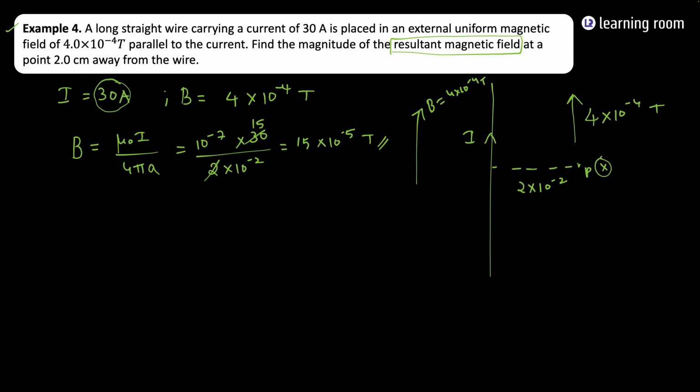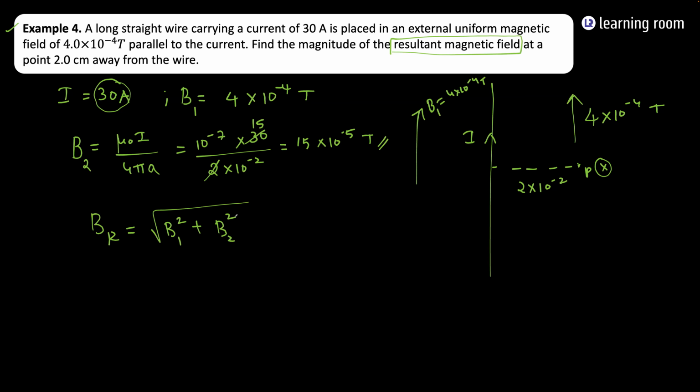So if I take this value to be B1, and I take this to be B2, then what is going to be the resultant magnetic field? It will be the root of B1 square plus B2 square. According to parallelogram law, you will have A square plus B square plus 2AB cos theta. But what is the angle between B1 and B2? It is 90. Cos 90 is 0. That is why I didn't write it. Right? This is 15. That is 4 into 10 power minus 4.